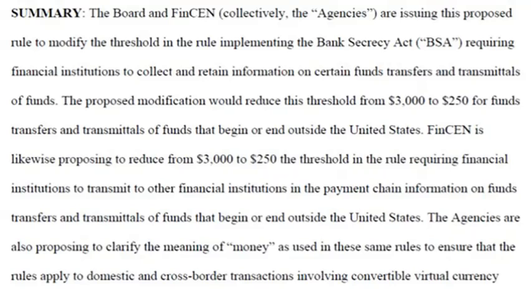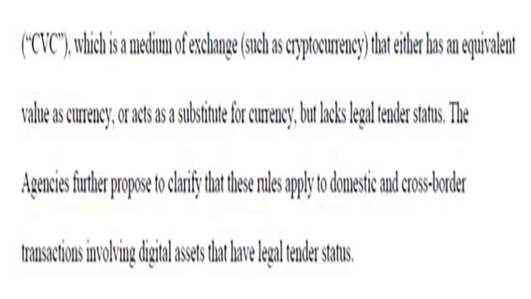The agencies are also proposing to clarify the meaning of money, in quotes, as used in these same rules to ensure that the rules apply to domestic and cross-border transactions involving convertible virtual currency, CVC, which is a medium of exchange such as cryptocurrency that either has an equivalent value as currency or acts as a substitute for currency but lacks legal tender status. The agencies further propose to clarify that these rules apply to domestic and cross-border transactions involving digital assets that have legal tender status.